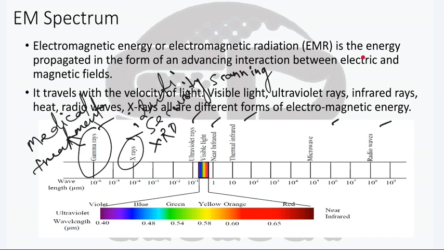Remember that the lower the wavelength, the more dangerous the wave. Gamma ray is the most dangerous, then X-ray, then UV ray. These are dangerous, meaning they can cause us health problems. Why can they cause health problems? What is the common thing?